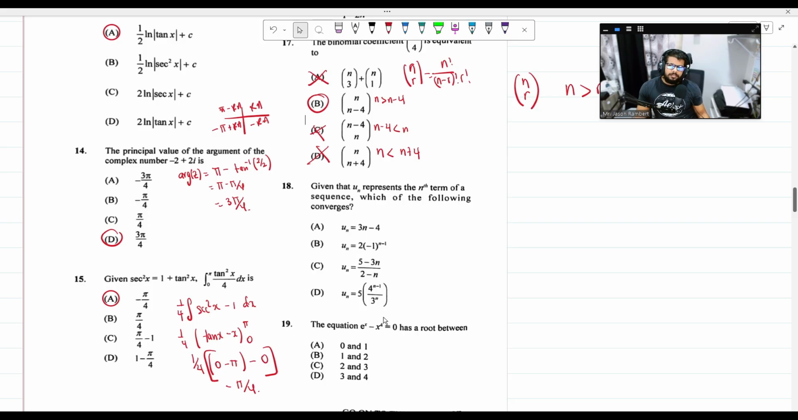Given that u sub n represents the nth term of a sequence, which of the following converges? So we can, we have to have 0 on the bottom.